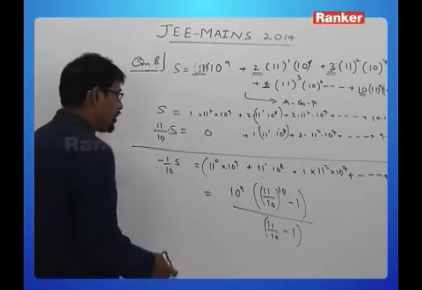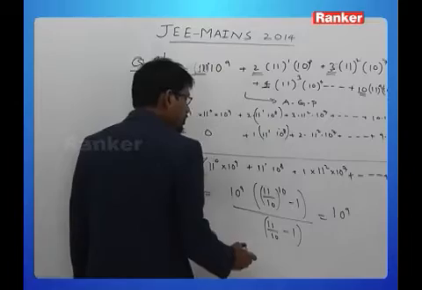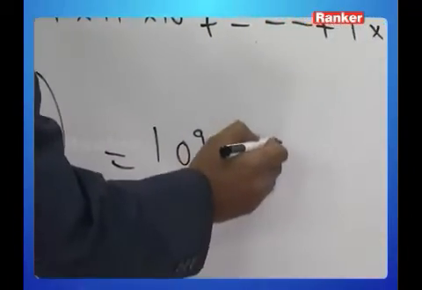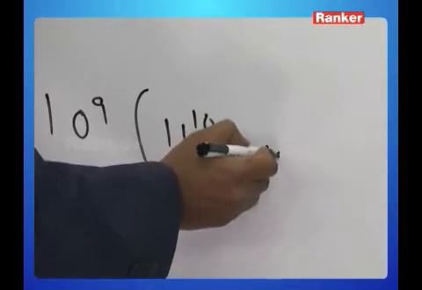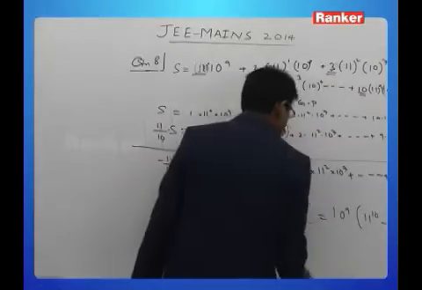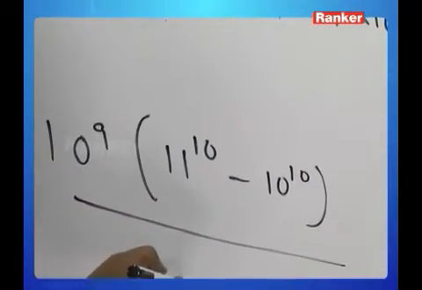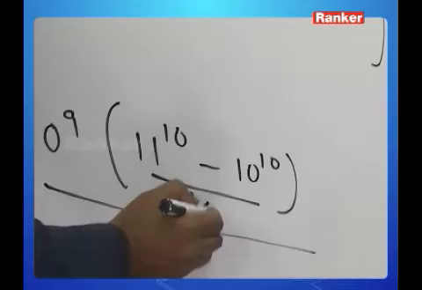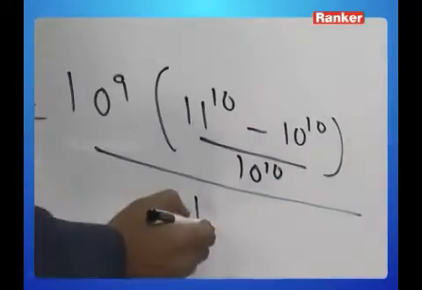Okay, so what do we have here? That comes out to be 10 power 9 into 11 power 10 minus 10 power 10, divided by 11 by 10 minus 1, that is, by 10 power 10 here we have, and we have here 1 by 10.